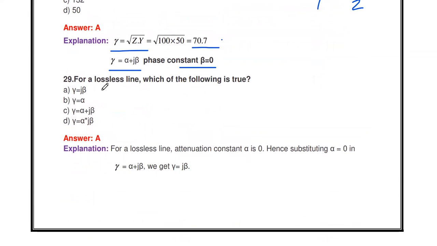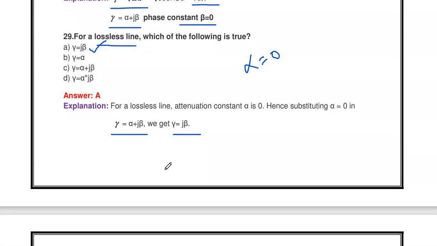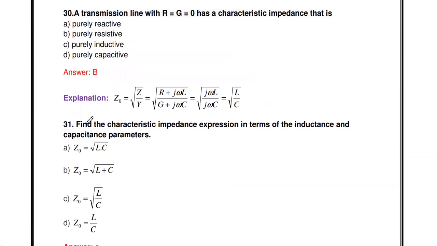Then the next one: for a lossless line, which of the following is true? Already you know, a lossless line means a transmission line with no loss, that is, the attenuation is 0. So for a lossless line, the attenuation constant alpha equals 0. So the propagation constant, gamma, equals j beta. Since propagation constant equals alpha plus j beta, and alpha equals 0, the propagation constant reduces to j beta. It's a very important question with respect to the lossless line.